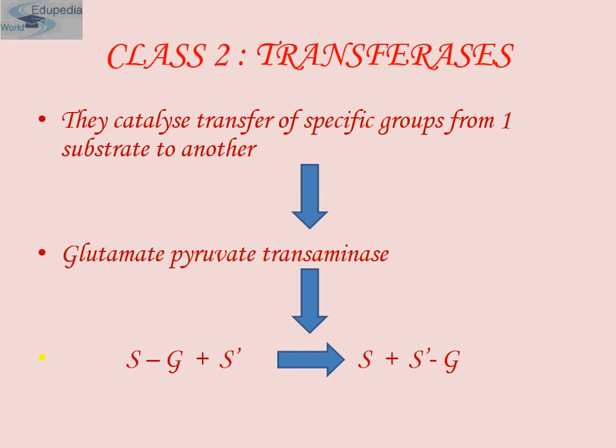Now, the second category of enzyme is transferases, enzymes catalyzing a transfer of a group other than hydrogen between a pair of substrates S and S dash. Suppose this is S-G in combination plus S dash, another reactant. After the reaction, the product formed is this. That means S got segregated and G bonded with S dash. The enzyme involved is glutamate pyruvate transaminase. This has catalyzed a transfer of a group other than hydrogen between a pair of substrates.